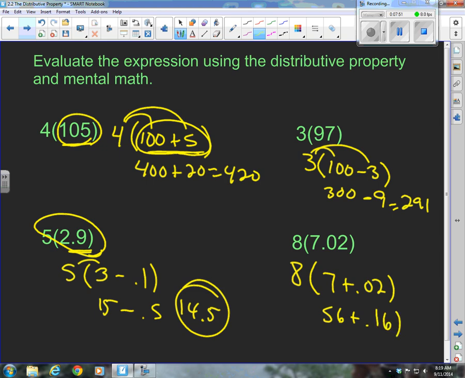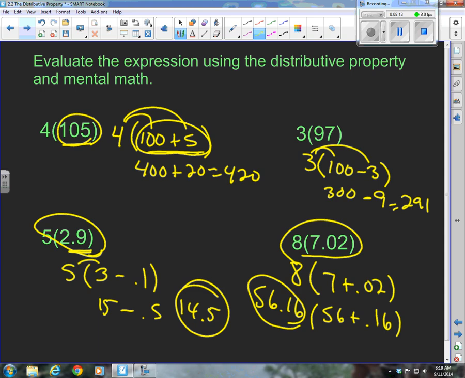What is 56? Whoops, got parentheses. 56 plus 0.16, so that is just 56.16. That would have been an ugly problem had we tried to do that. Now we can use distributive property and do it mentally without having to really write anything down. I just simply wrote it down so you would see what we were doing. Okay? That is using distributive property for mental math.